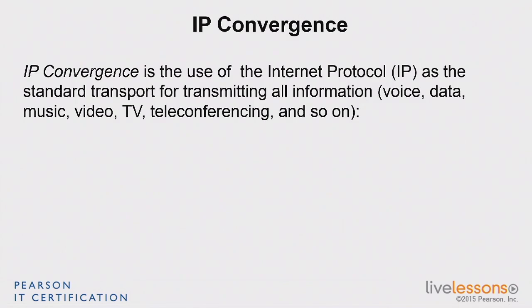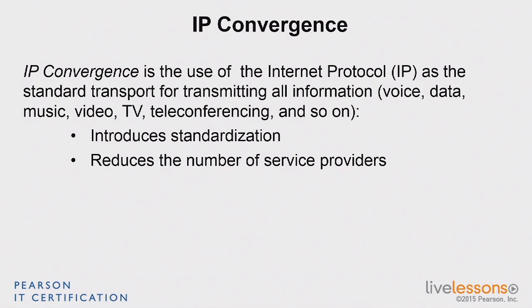So let's start with IP convergence. IP convergence is the use of the Internet Protocol, IP, as a standard transport for transmitting all information: voice and data, music, video, TV, teleconferencing, anything you can think of. So we're really moving away from using lots of different circuits and different communication channels to saying we've got one standard transport that we're using for all of these things.